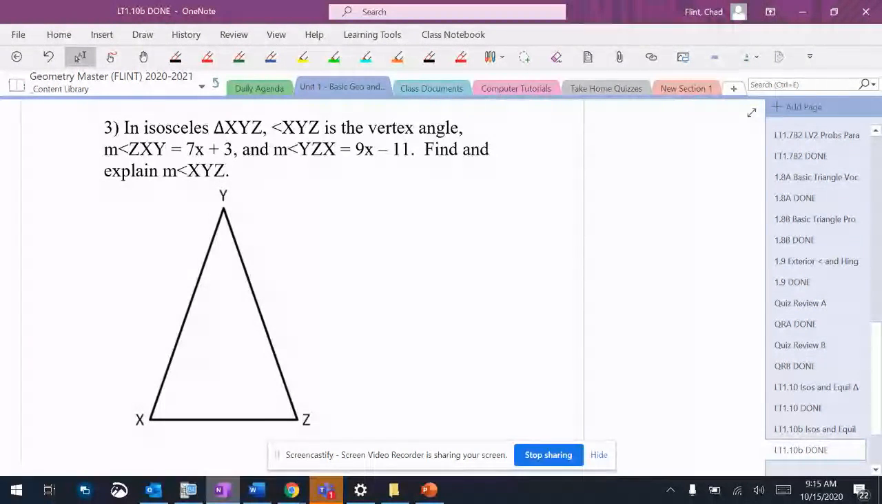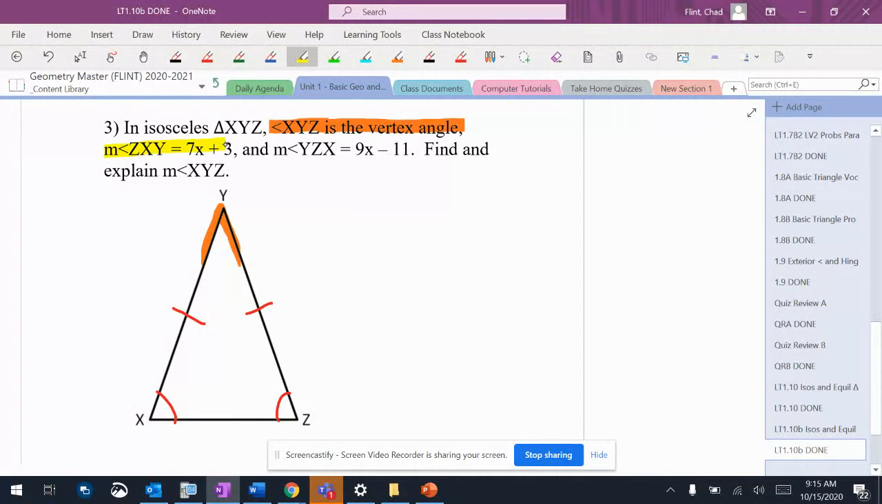So it says that XYZ is the vertex angle. So I'm going to highlight that. That's up here, because that tells me that the base angles are down here. It also tells me the legs are there. So that's the stuff I'm supposed to know about this triangle going in because of that vertex angle.